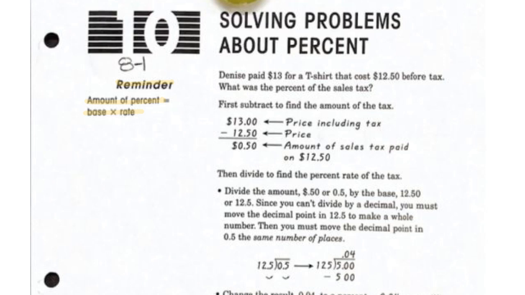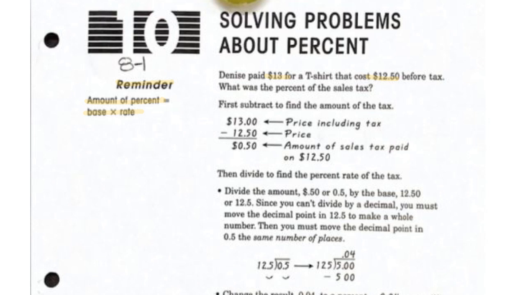Dennis paid $13 for a t-shirt that cost $12.50 before tax. What was the percent of the tax? First subtract to find the amount of tax. So you're going to take what he paid, minus how much it cost, and then you find the amount of sales tax. So he paid 50 cents in sales tax.